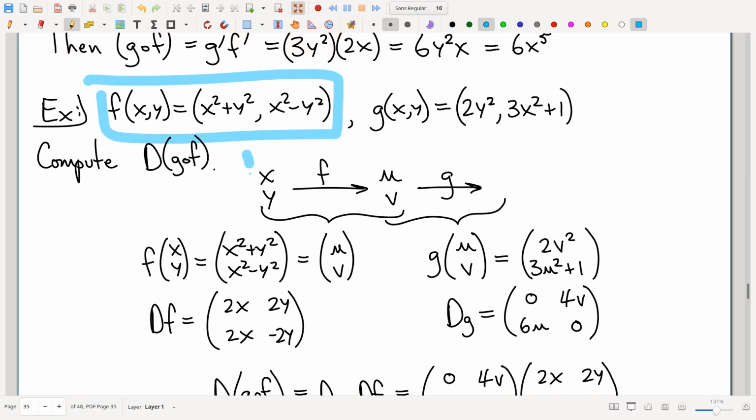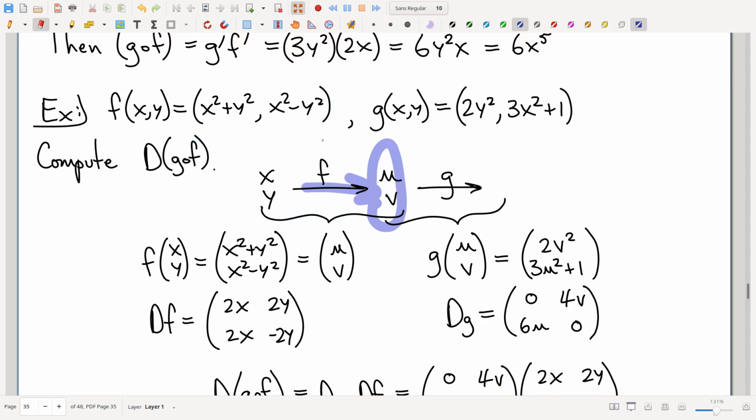f comes to me in terms of x and y. So what am I going to call its outputs? Well, I can't call its outputs x and y, right? So, okay, fine. Let's call its outputs, I don't know, u and v. And once I've decided that I'm going to call those outputs u and v, that means that's what I need to write g in terms of. Okay.